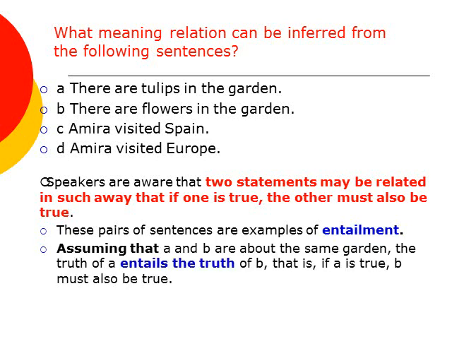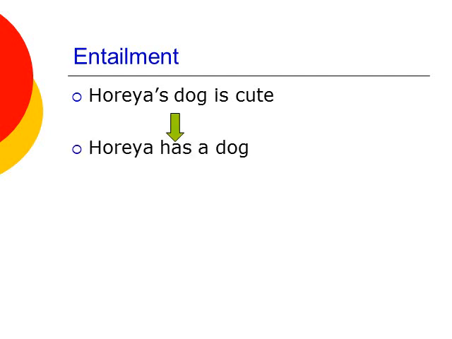Assuming that A and B are about the same garden, the truth of A entails the truth of B. That is, if the first sentence is true, the second must also be true. These sentences demonstrate the relationship of entailment that exists between two sentences. The first sentence entails the second sentence. Amira visited Spain entails that Amira visited Europe. Let me ask you another question. If the sentence Horiya's dog is cute is true, does this mean that the sentence Horiya has a dog is true?